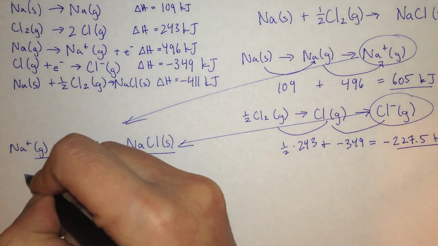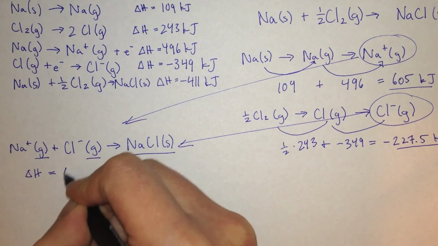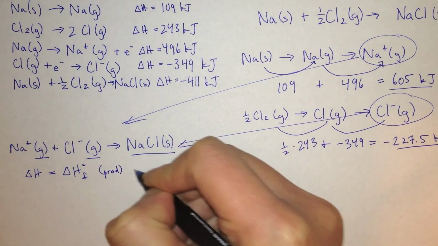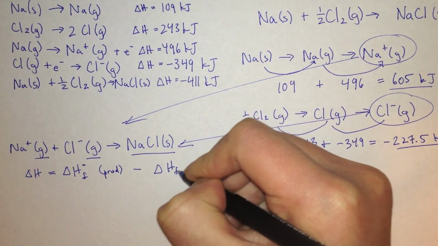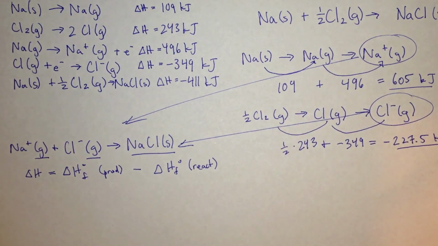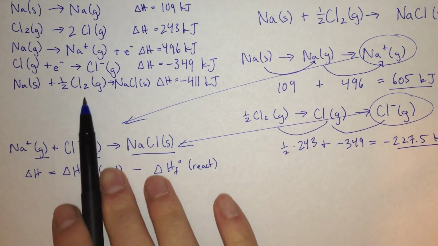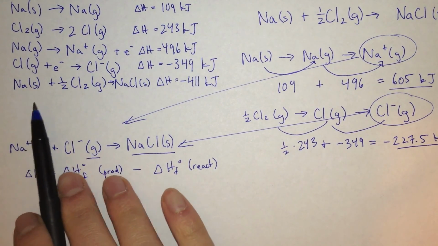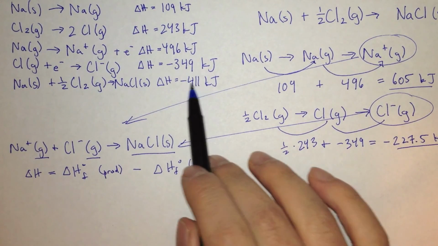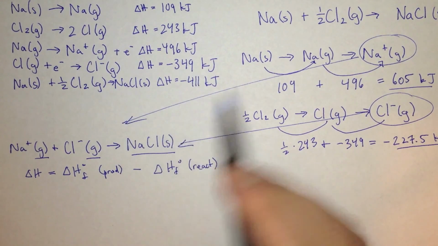So we'll take our heat of reaction equation. Our heat of reaction is equal to the heat of formation of our products minus the heat of formation of our reactants. Looking at the last equation here, it looks like we took sodium and chlorine both in their regular states, and we made sodium chloride. And the heat of that reaction was negative 411 kilojoules. And that's the heat of formation of NaCl.